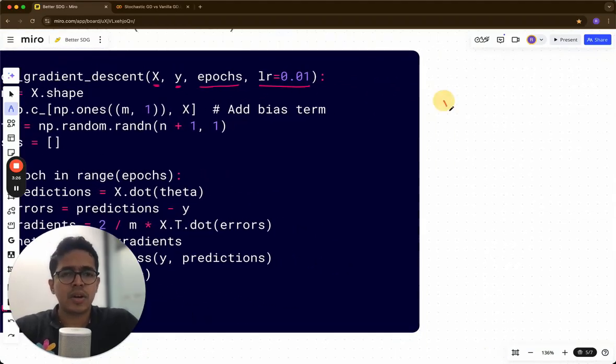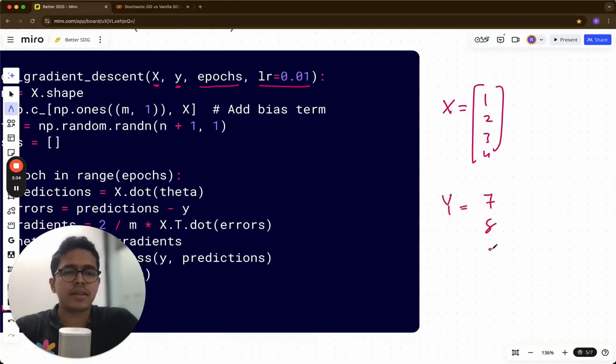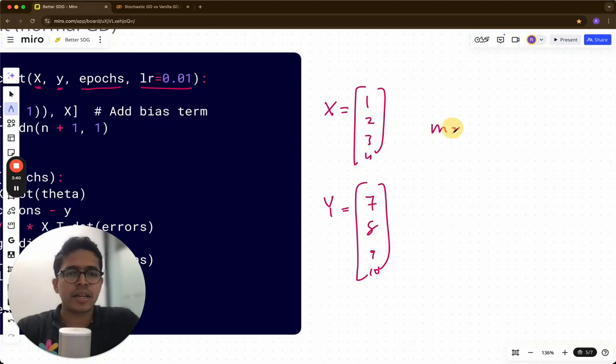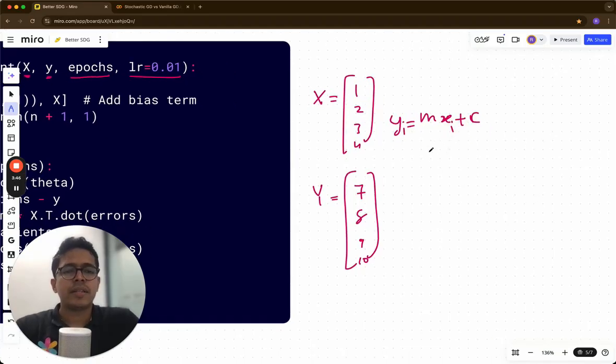imagine that your input values are x equal to 1, 2, 3, 4 and output y is 7, 8, 9, 10, and this can ideally be approximated using some equation mx plus c, right? yi equal to m xi plus c. Now if you want to represent the whole thing as a matrix multiplication, you can append a series of ones.